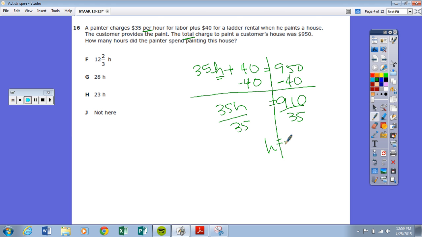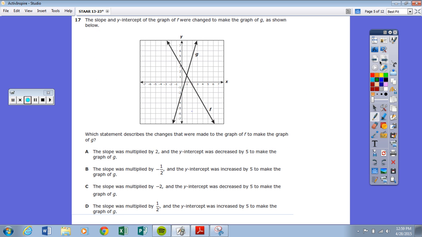So now H is equal to whatever that is. If you just type that into the calculator, mine is telling me 26. And since 26 is not an answer choice, there you go. All right, number 17.